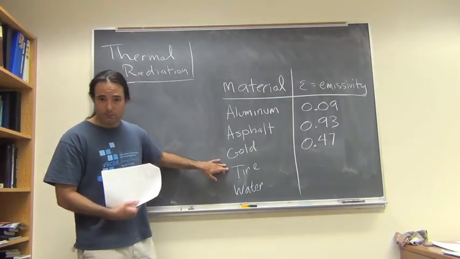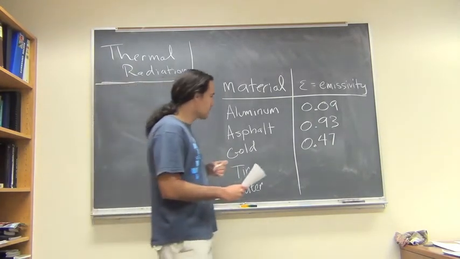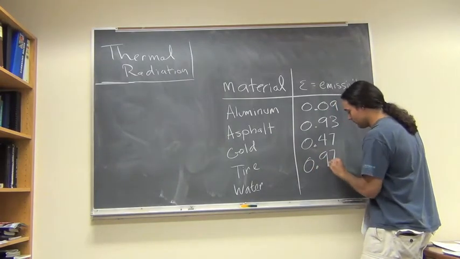What about tires? Tires like you put on a car. Well, tires, even a little bit better than asphalt, 0.97.